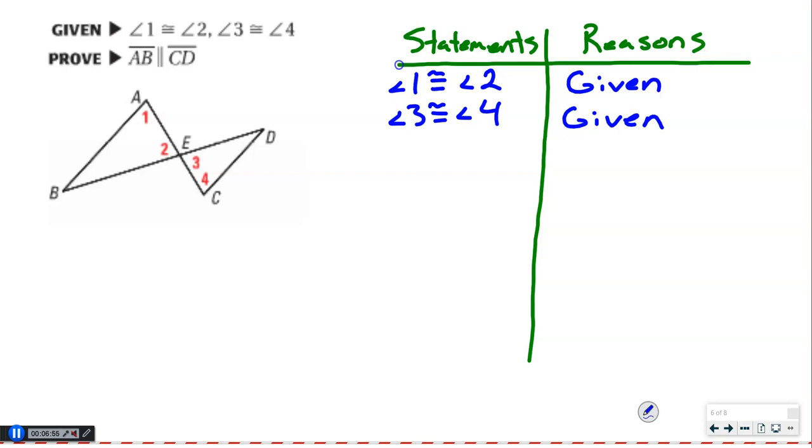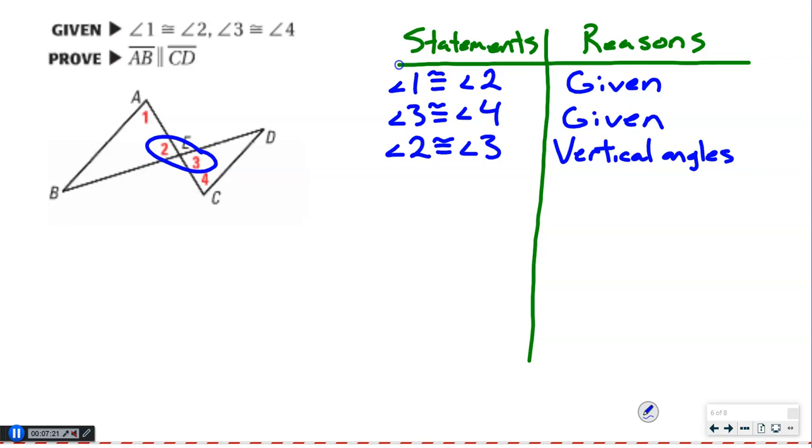Well, if we know 1 and 2 are congruent to each other and 3 and 4 are congruent to each other, we can also see that 2 and 3 are vertical angles. So 2 and 3 are going to be congruent with one another. And that's the vertical angles congruence. Okay, so we know that those are congruent.